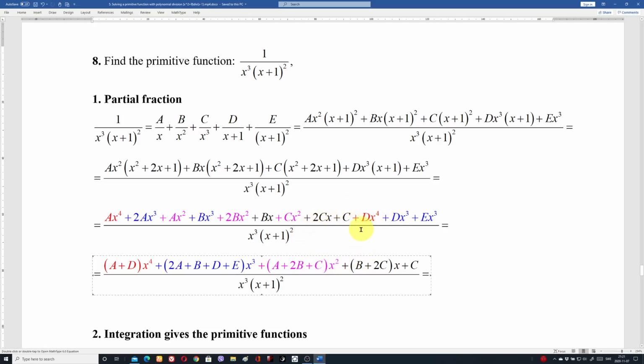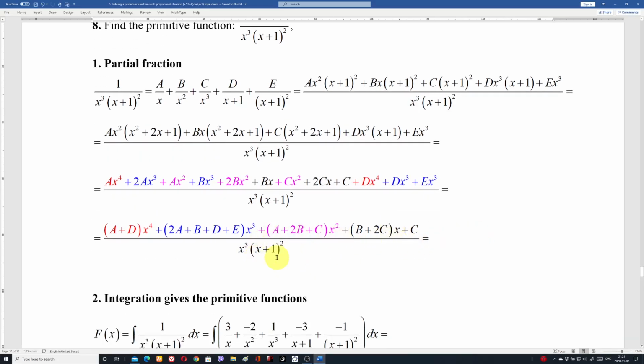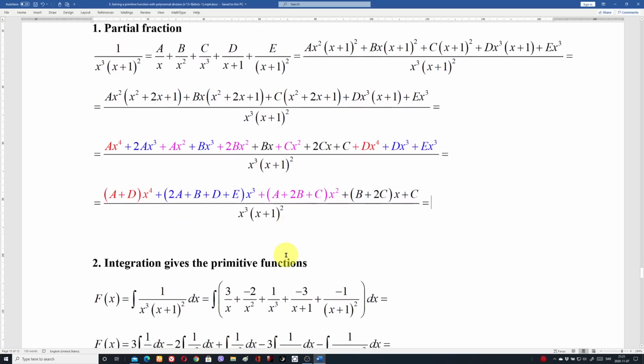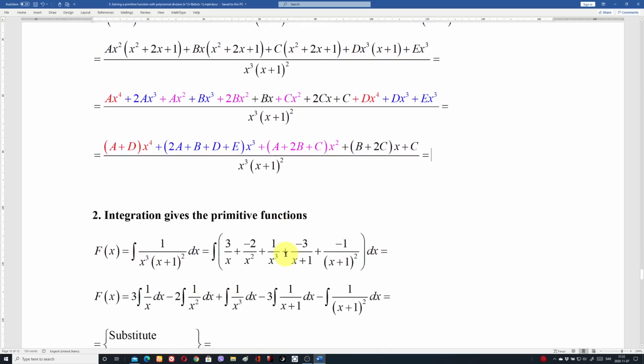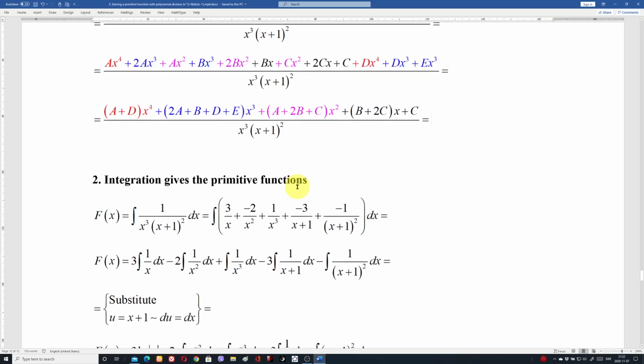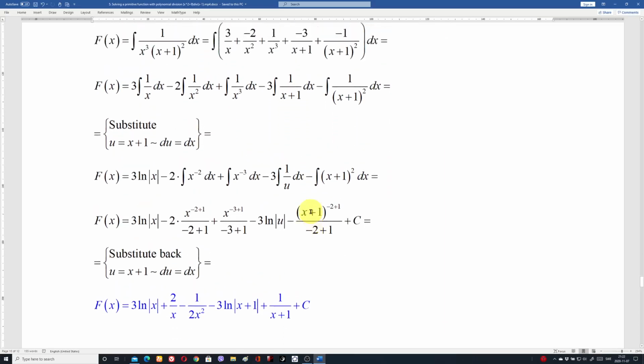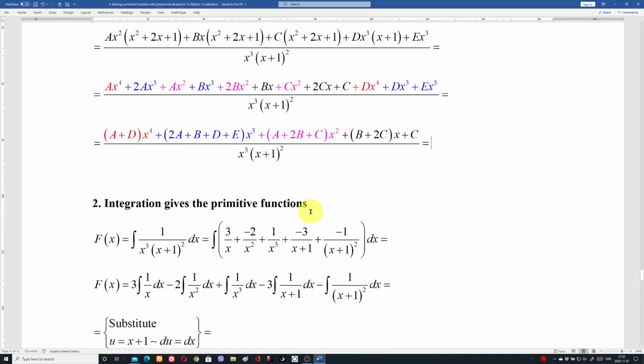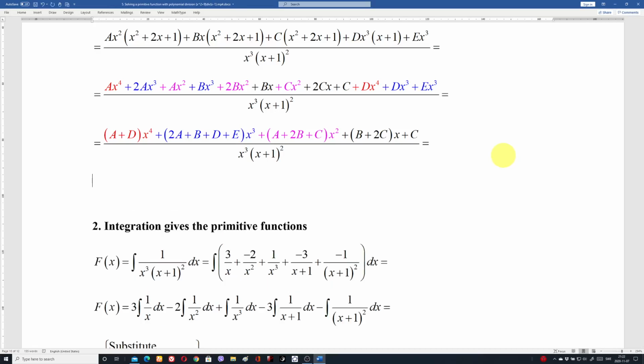And after that I have b plus 2c, and outside parenthesis I'm putting just this x. And finally I have that plus c and divided with this x plus 1. Okay, so now let me do this calculation here so that you should understand how I did that.